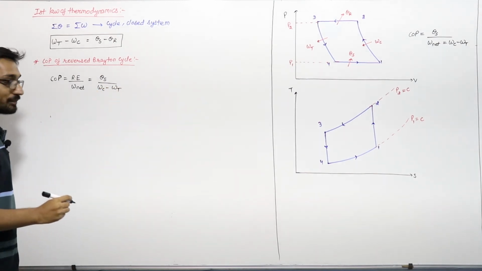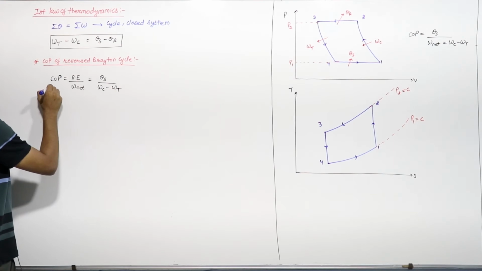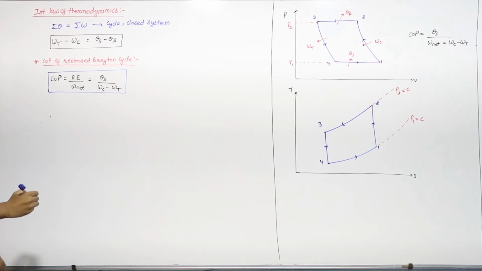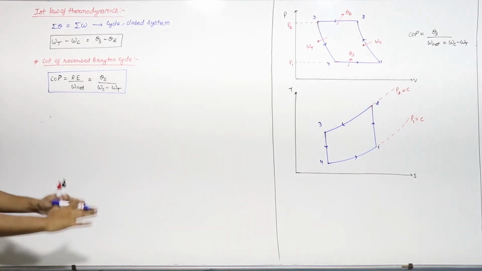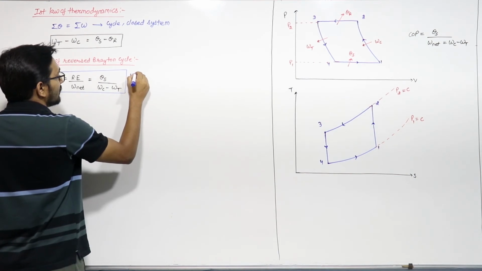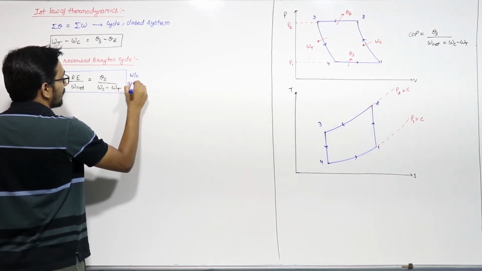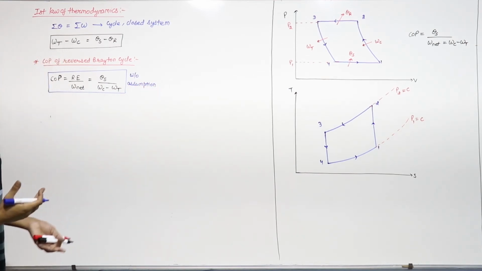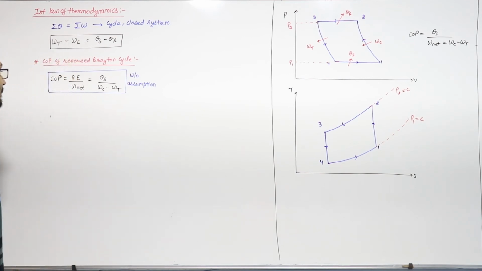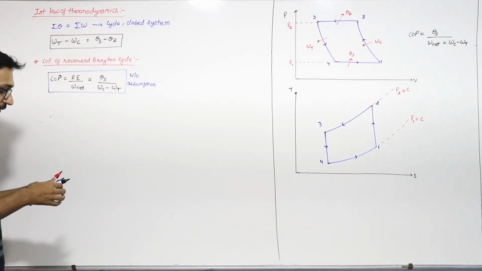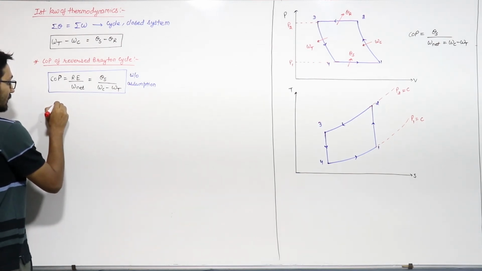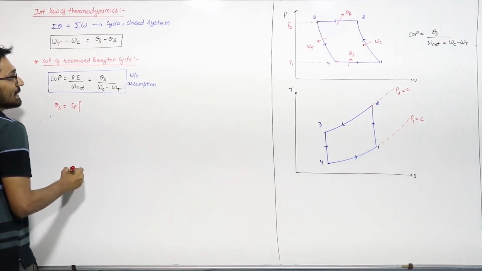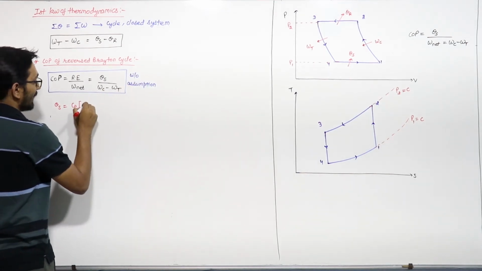This is the COP. This COP has no assumption. We are not taking any assumption using this equation. This is the basic equation of COP without any assumption. For any substance, whether ideal gas or real gas, you can use this. Now, we know that QS will be equal to Cp into T1 minus T4.